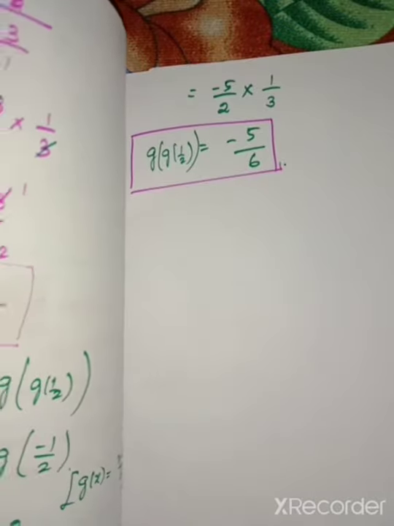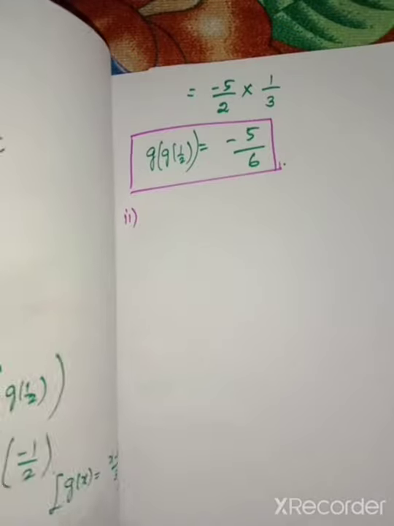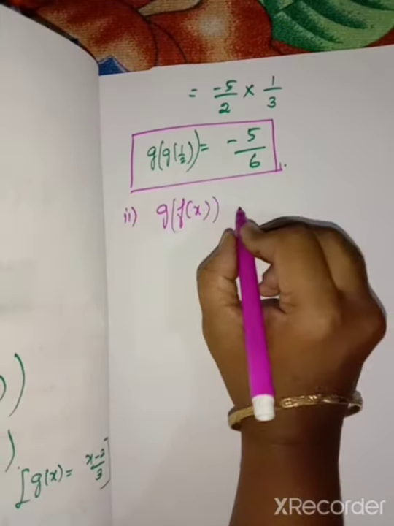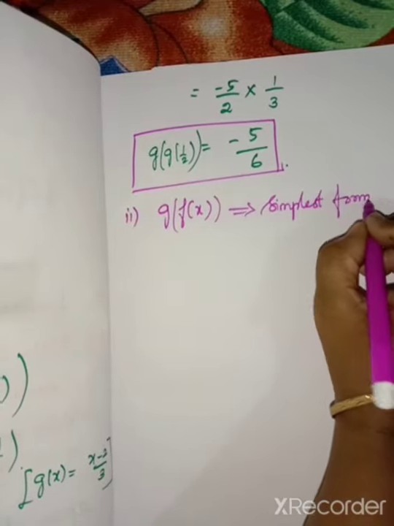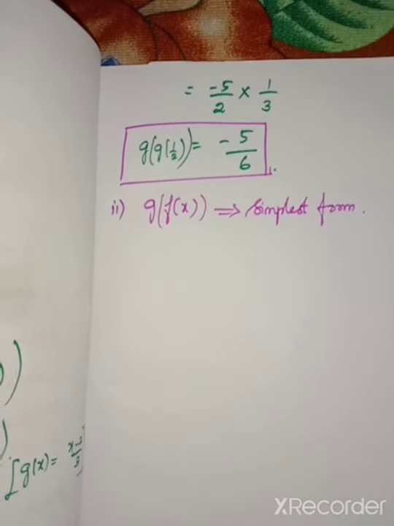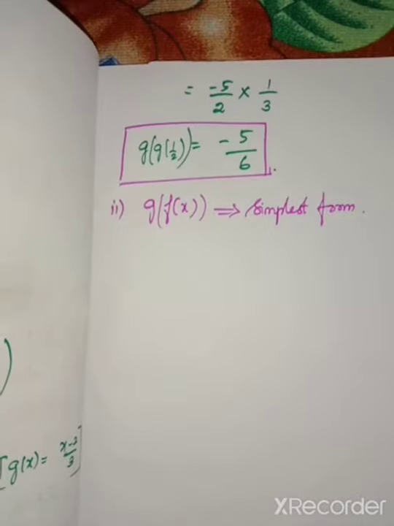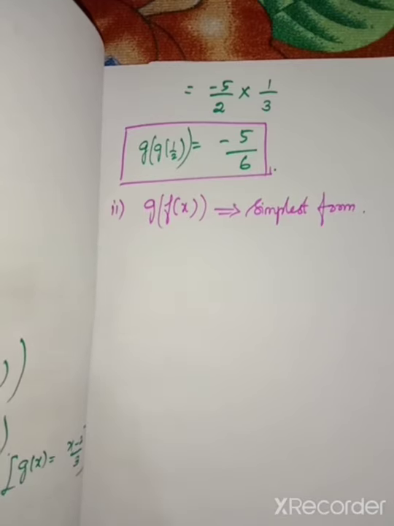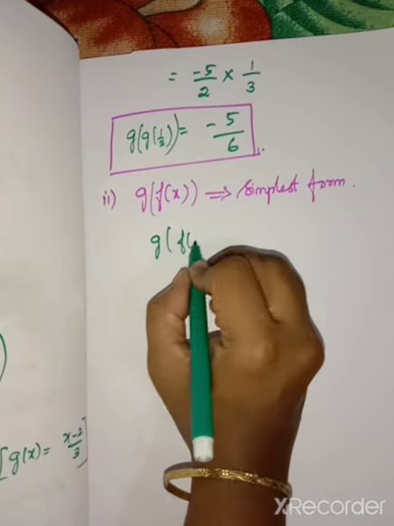Then we want to solve the second subdivision. What is that second subdivision? It is g of f of x in the simplest form. We have to write it in the simplest form. That means we have to use factorization, or solve by using the BODMAS rule, or the splitting method, whatever formula we have to use. So that is g of f of x.